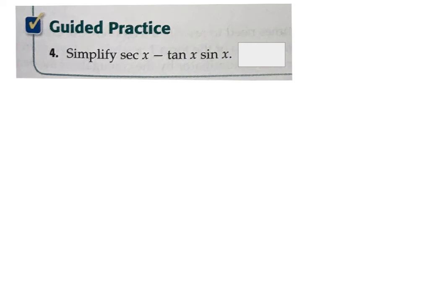So you want to use the same method. You want to rewrite everything as sine and cosine. All right. So for the first one, if I'm rewriting secant, how would I rewrite secant? 1 over cosine. What about tangent? Sine over cosine. And then we're going to leave sine x the same because it's already in sine and cosine. You can write it sine over 1 if it helps you, just to see it.